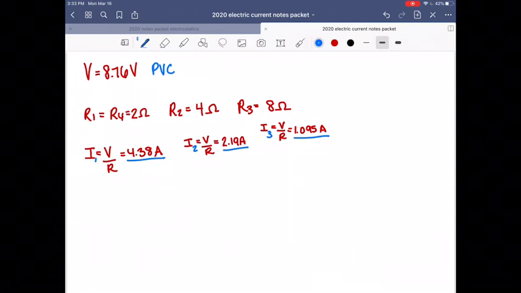We use this pretty much anytime we have a parallel circuit, and we can also use this for when we have combination circuits, which is coming up next, and probably the most challenging part of this unit. It takes a lot of thinking.